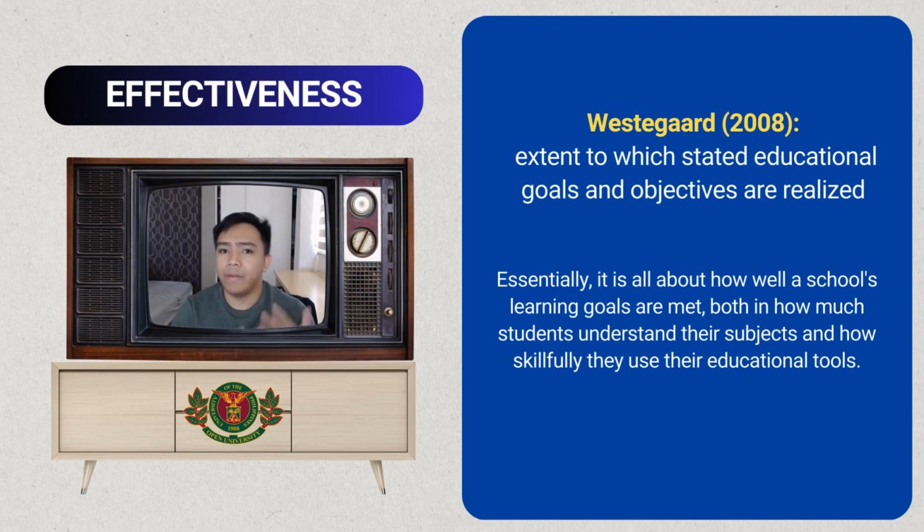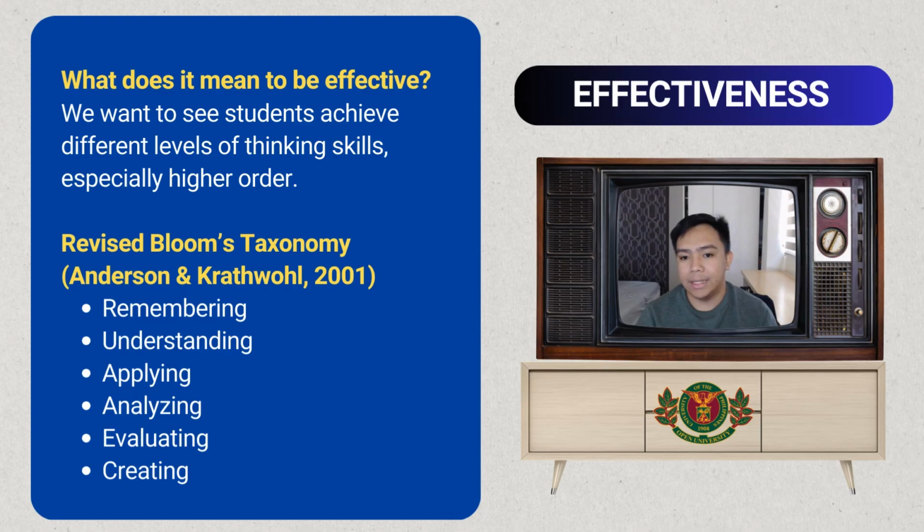Next, we have effectiveness. According to Estigard, it defines the extent to which stated educational goals and objectives are realized. Essentially, it is all about how well a school's learning goals are met, both in how much students understand their subjects and how skillfully they use their educational tool. Traditional research on educational methods sometimes focuses only on whether a student can memorize and explain what they've been taught. However, in the context of effectiveness, we're talking about true learning, where it goes deeper than just memorization.